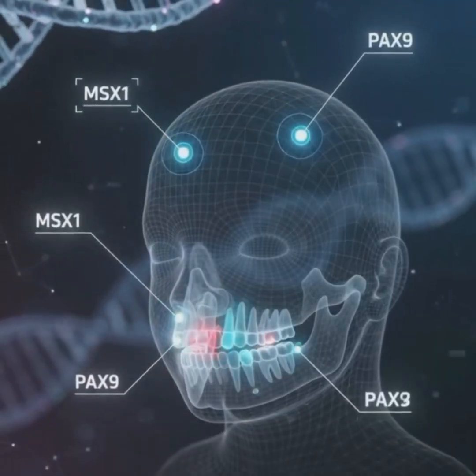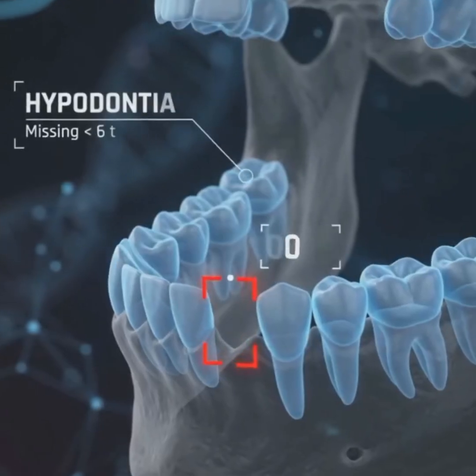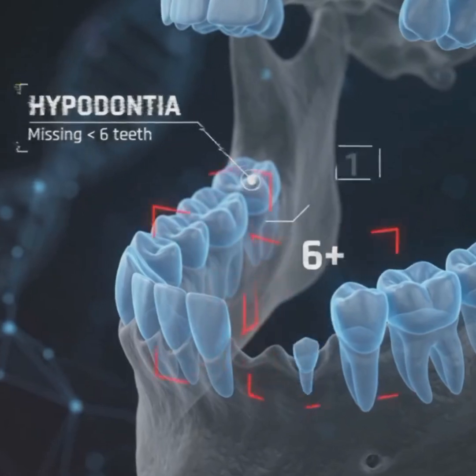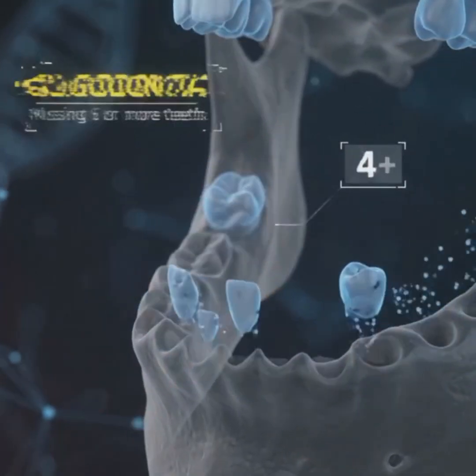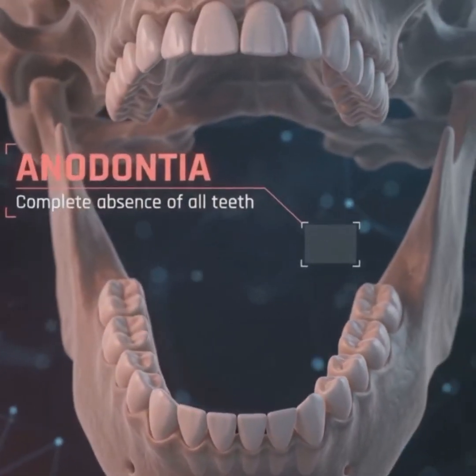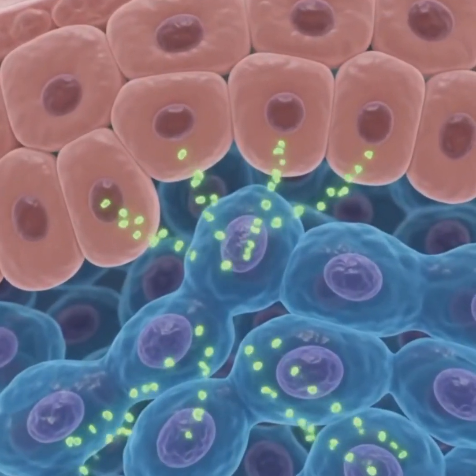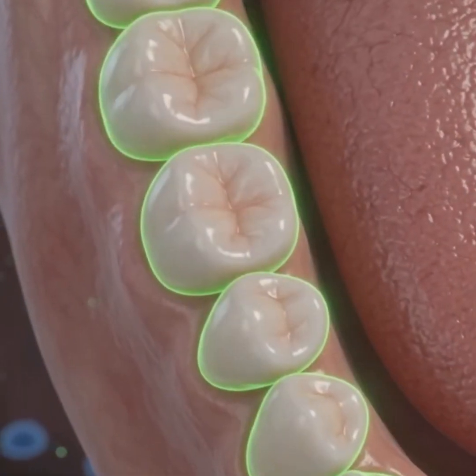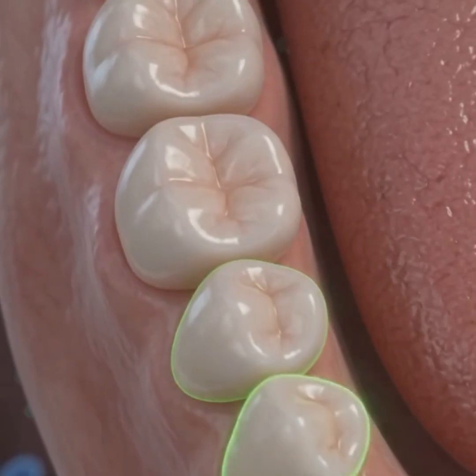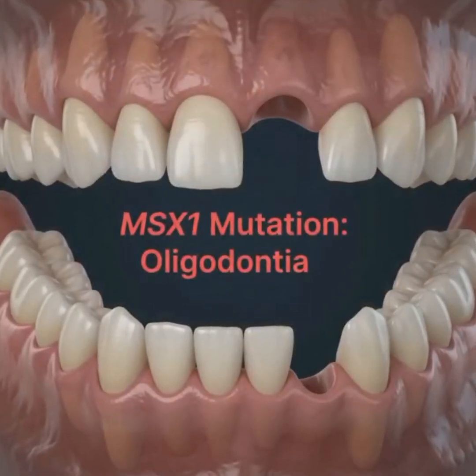Disruptions in specific genes cause dental agenesis. Hypodontia is the absence of fewer than 6 teeth. Oligodontia is missing 6 or more. Anodontia is the complete absence of all teeth. MSX1 on chromosome 4 controls critical dental signaling. Mutations disrupt the bud-to-cap transition, causing agenesis of incisors and premolars, resulting in severe oligodontia.